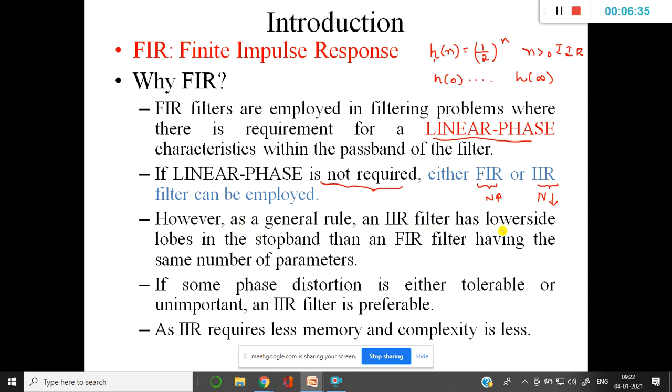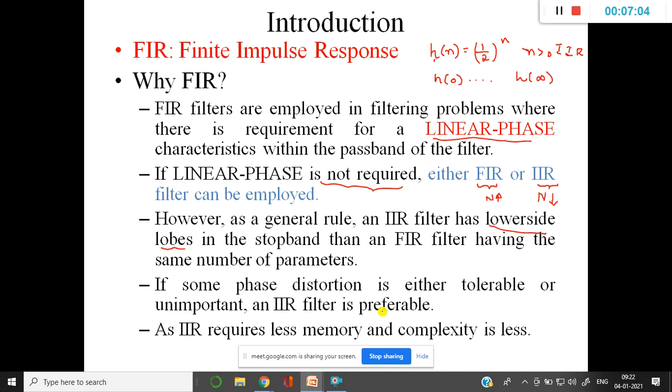IIR has a lower side lobe, the side lobe and main lobe, which we will discuss in more detail when we move to the window technique, when compared to FIR filter. So this is one of the disadvantages, when we have more side lobes at the stop band.